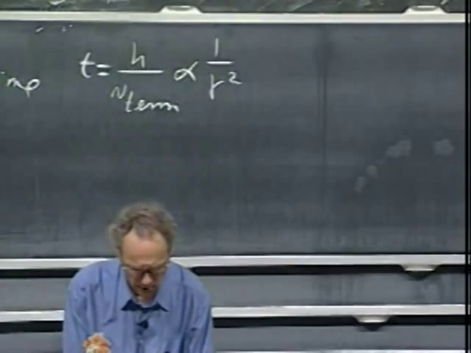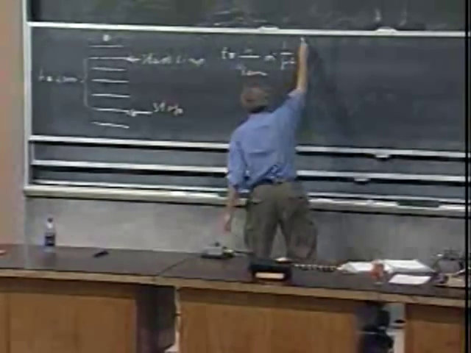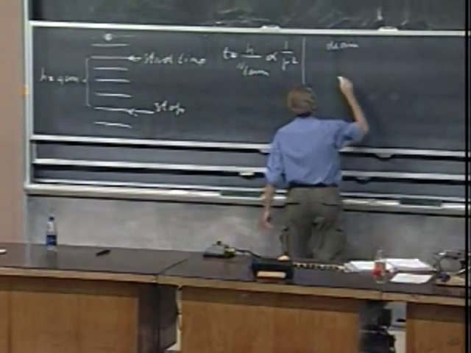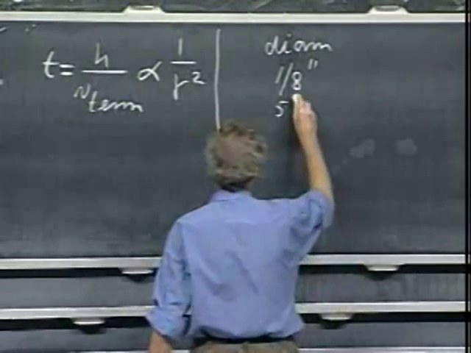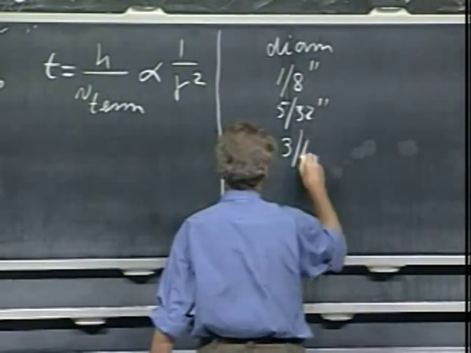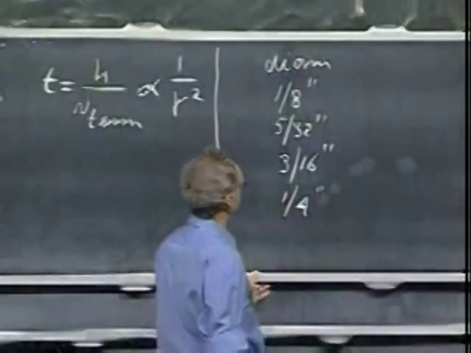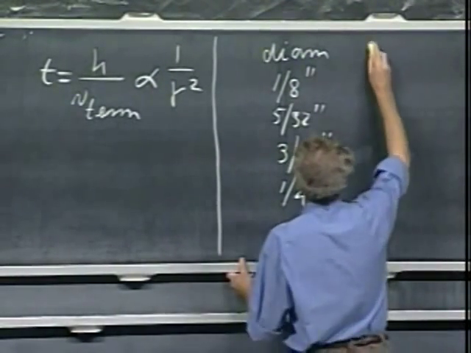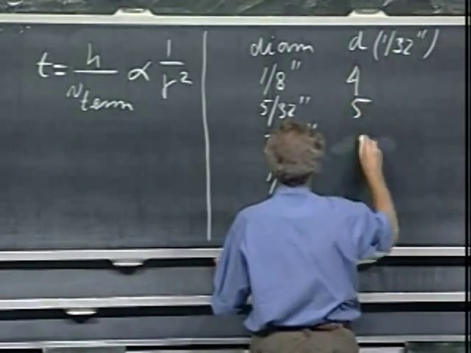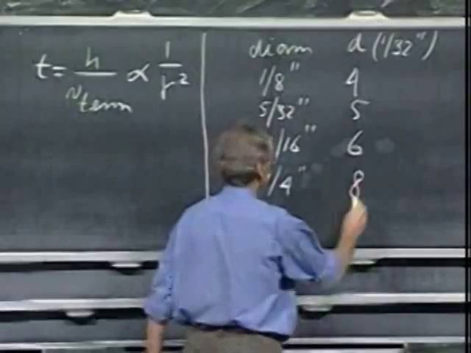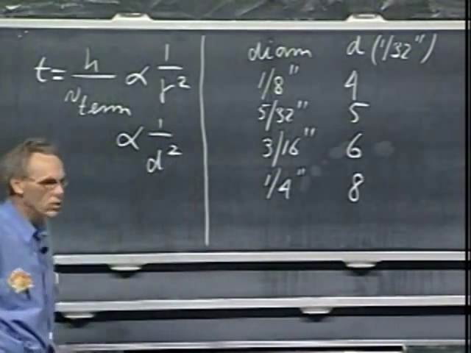And now I will give you not the radii, but the diameters of these ball bearings. That's the way they come. So we're going to get a list here of the diameters of the ball bearings, and their diameters are in inches. My smallest one has a diameter of 1/8 of an inch. Then I have 5/32. I have 3/16. All these things come in inches. That's one of those things. And I have 1/4 inch diameter. If I give you here the diameter in terms of 1/32 of an inch, then this is 4, 5, 6, and 8. Easy numbers. Clearly, if the time that it takes is proportional to 1 over r squared, it will also be proportional to 1 over d squared. Of course, that's the same.